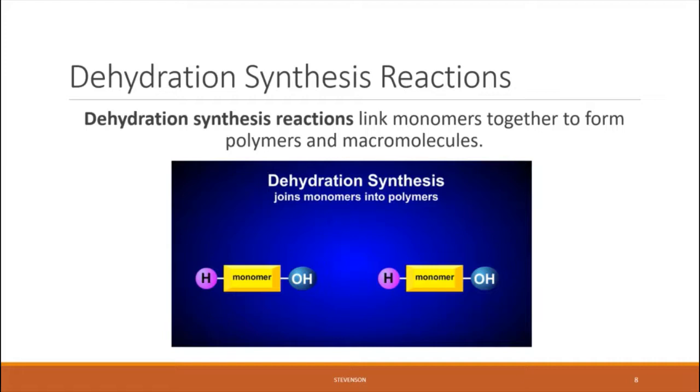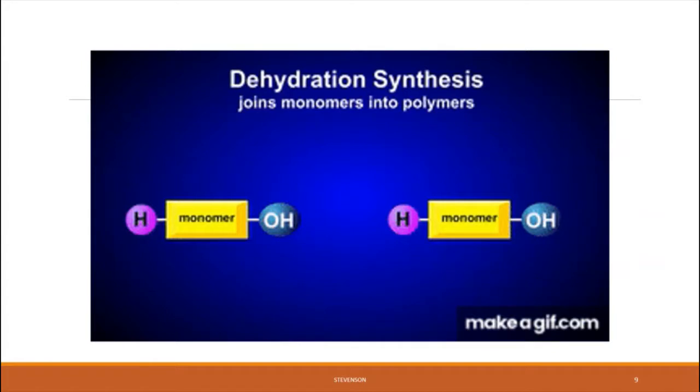A dehydration synthesis reaction will take these two building blocks and combine them into one by joining them. As it does so, it will kick out a molecule of water that is formed in the process, which is why it's called a dehydration synthesis reaction. Dehydration means loss of water, and that's exactly what goes on in this type of reaction that joins together these two monomers. So let's take a look at an animation of this reaction on the next slide here.